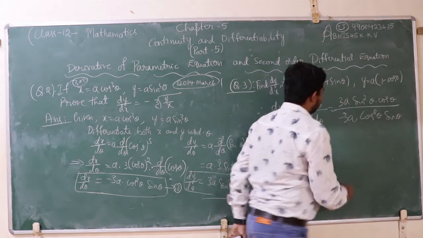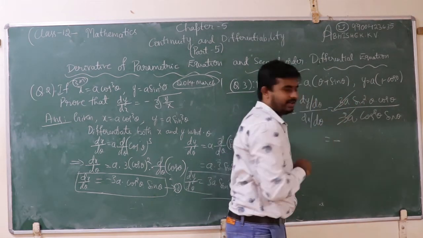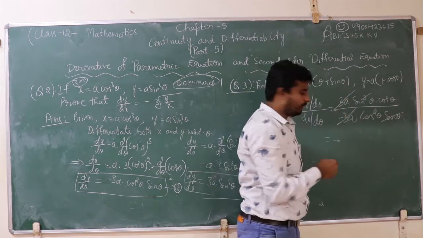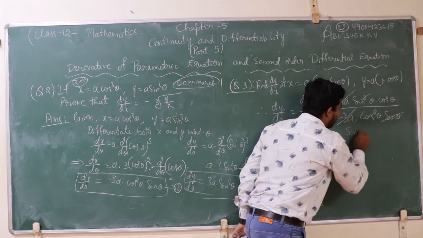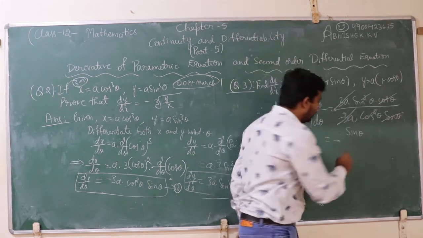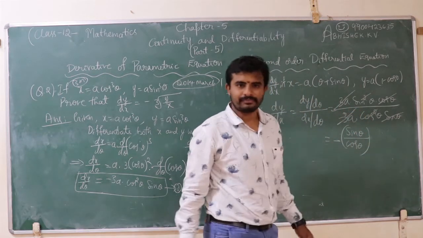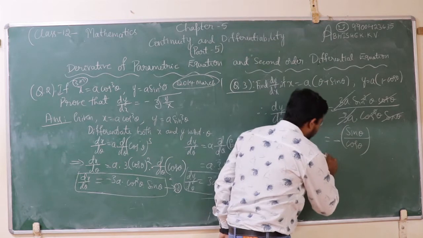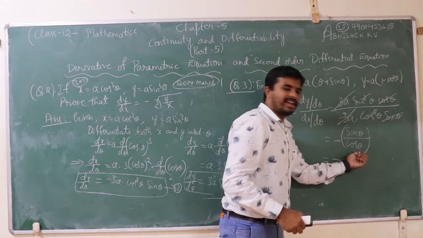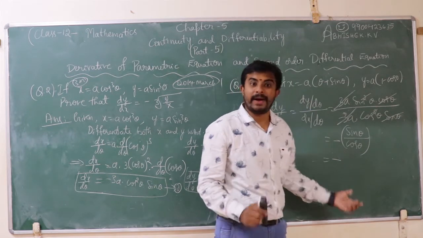Into sin theta. See, 3a gets cancelled. Plus by minus, minus sin theta. We are remaining with sin theta in the numerator and cos theta in the denominator. So this is equal to minus sin theta by cos theta, which is minus tan theta. That is our final answer.